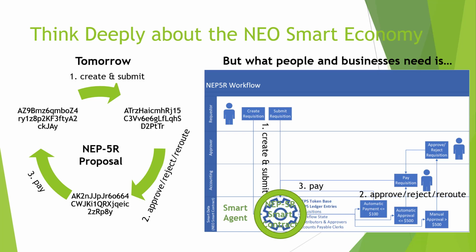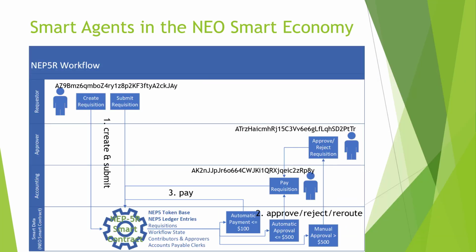So if we go over here to the left, rather than just have transfer, imagine at the top the operations that the smart contract understands are operations like create and submit, or approve, reject, or reroute, and finally pay. What's interesting about these operations is that once you begin to think of them as part of a business process, you start to use different terminology. You start to use the terminology of the business process for your smart contract or your smart agent operations. So let's look at that in a little more detail.